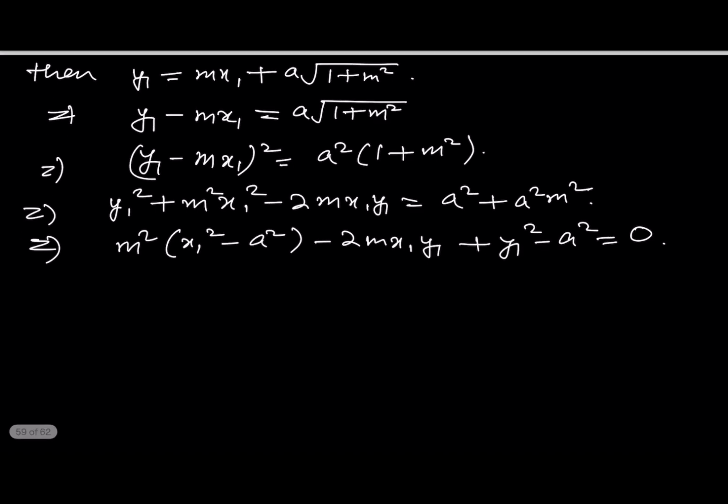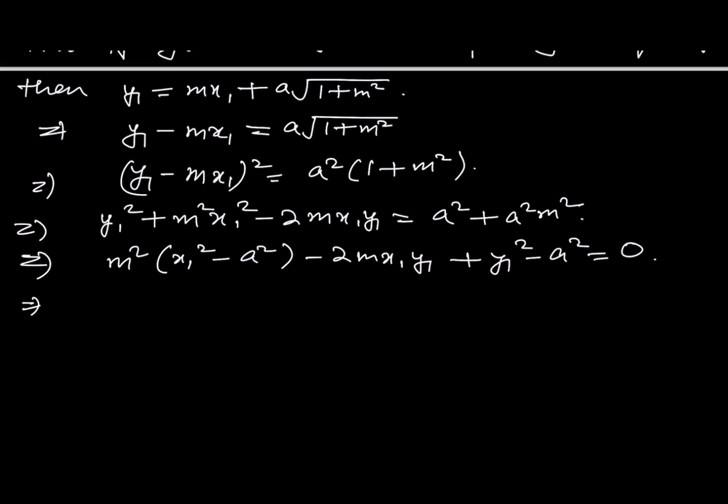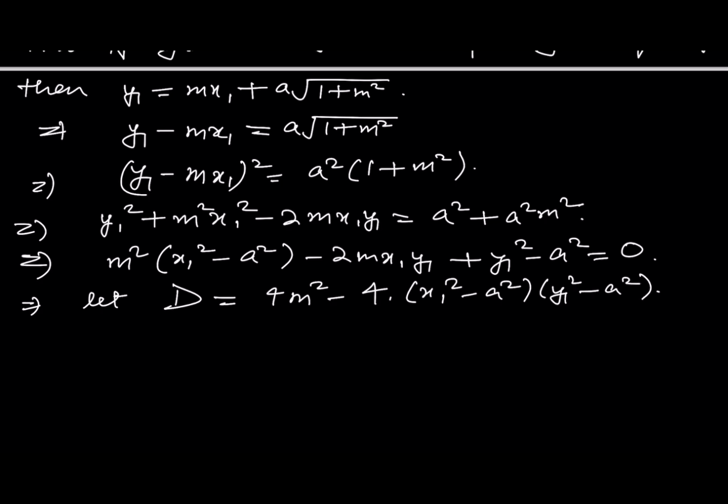Now, if the discriminant of this quadratic is positive, then there will be two roots of m. It implies that there are two tangents passing through P (x1, y1). Okay, now let us see D first. So D is equal to b square minus 4ac, that is 4 times (x1 square minus a square) times (y1 square minus a square).